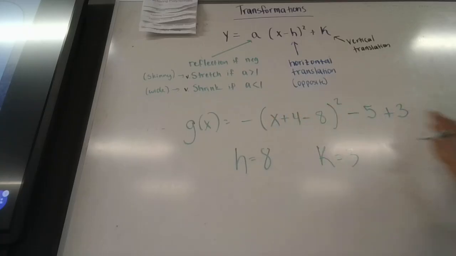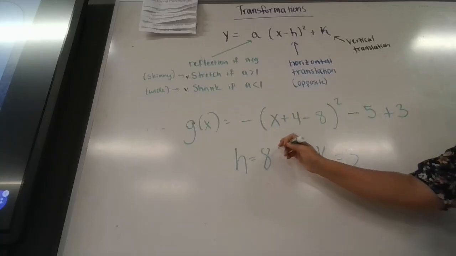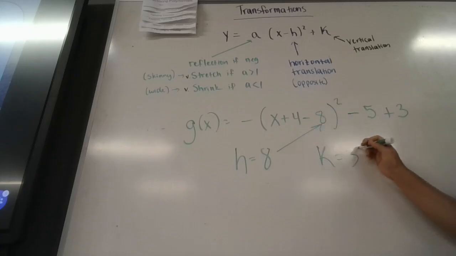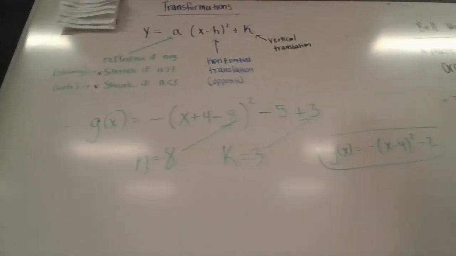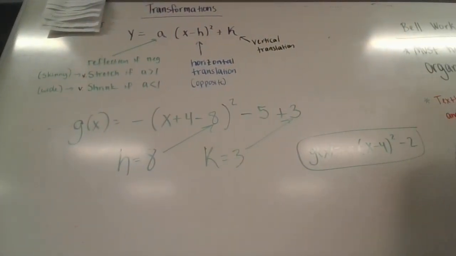So what have I done? I've written the equation exactly like shown, but I put minus h and plus k. Now I will simplify it, and g of x is negative x minus 4 squared minus 2. And this would be a neat one to put into desmos.com and count 8 units right and count 3 units up and see how it looks.